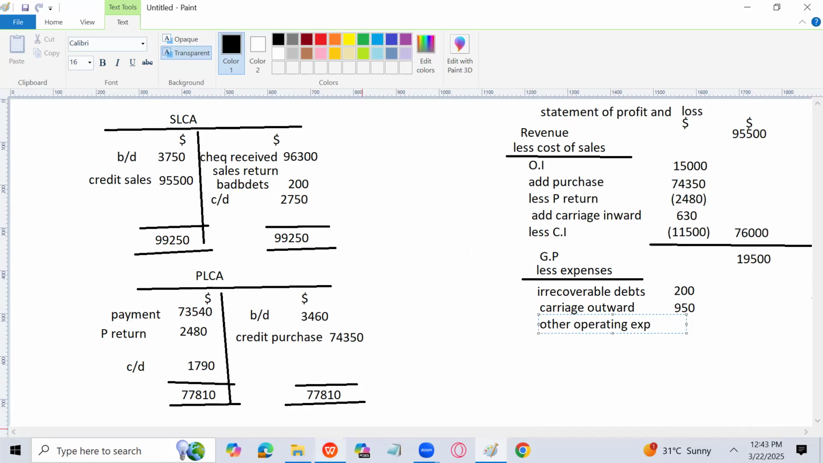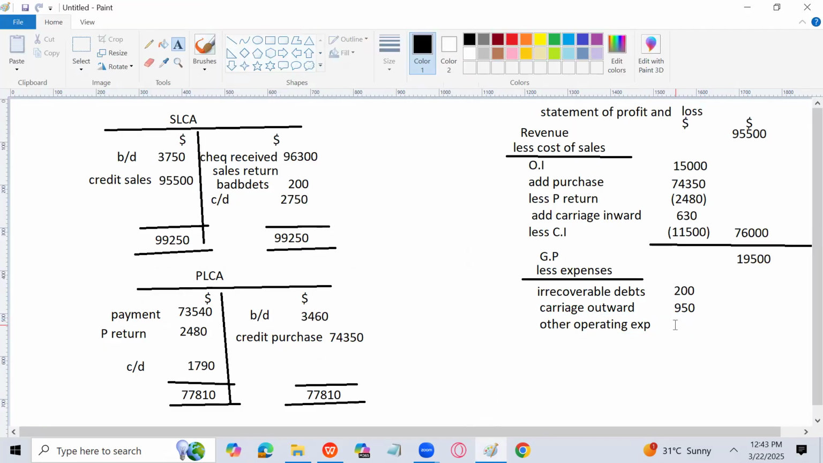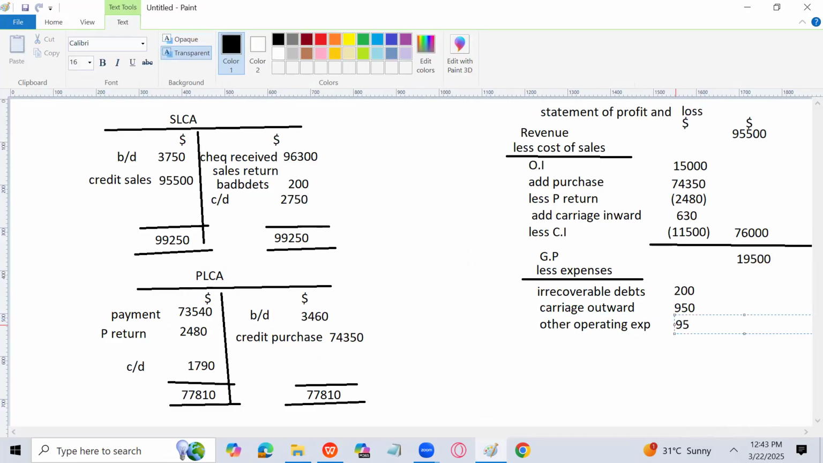Other operating expenses is given and the amount is 95. I will write 95 here. Then two or three things more will come: rent, that is also an expense, then electricity, and then depreciation on equipment. But I have to calculate these items because they are not available.